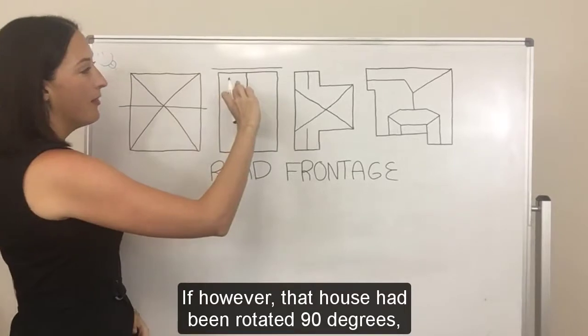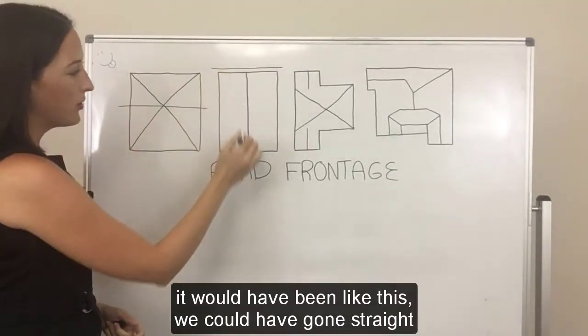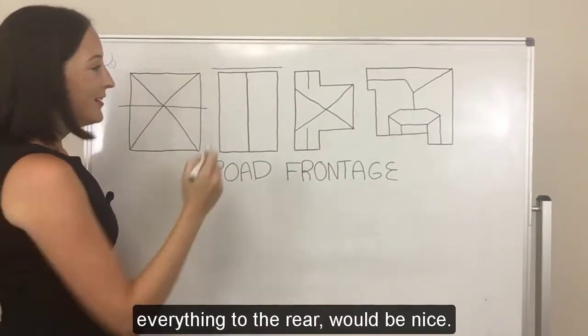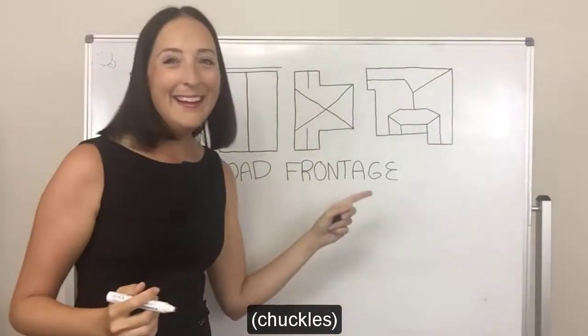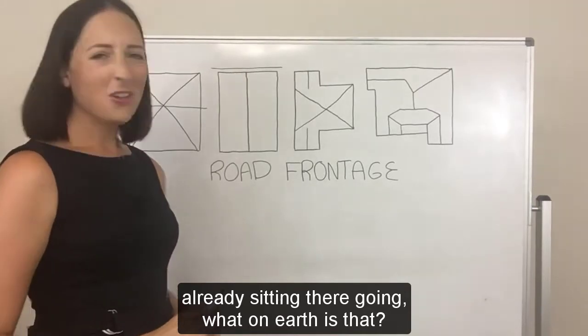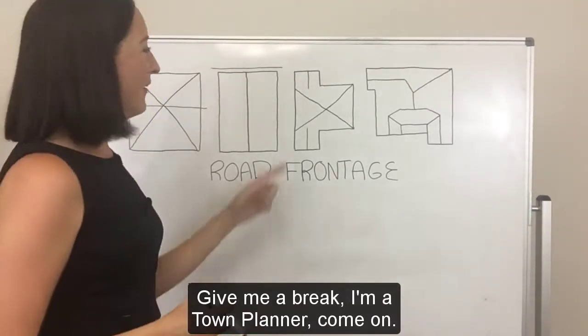If, however, that house had been rotated 90 degrees, it would have been like this. We could have gone straight through the middle of the house and chopped off everything to the rear. Would be nice. So yeah, unfortunately the orientation screws that one. Now, I can see all the architects and designers already sitting there going, what on earth is that? Give me a break, I'm a town planner, come on.